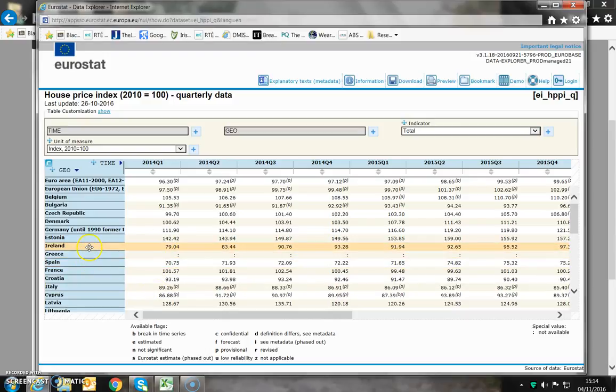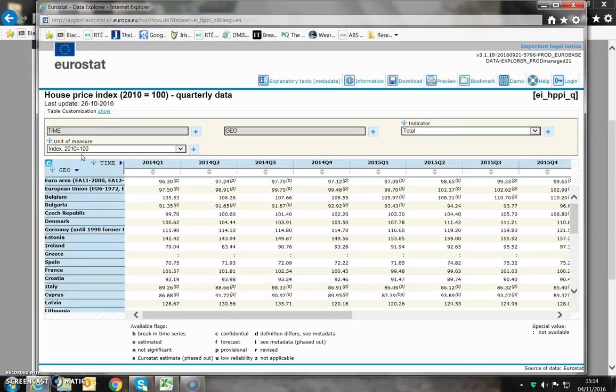So if we take a look at Ireland, 2014 quarter 1. Now compare that to 2010. I'm not sure what quarter, we're just looking at 2010 is equal to 100. 2010 is the base year. So equating the prices in 2010 to 100, we can look at the percentage change in prices over time.